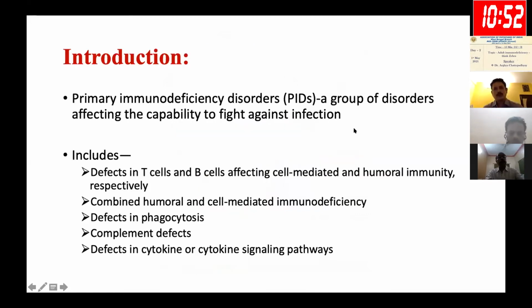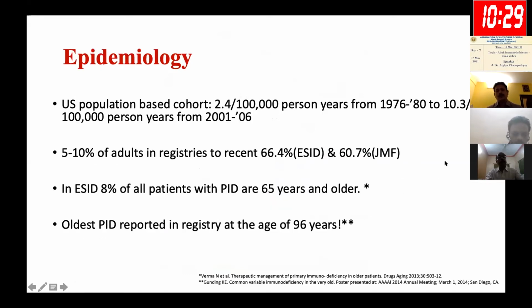So what is actually primary immune deficiency? It is a group of disorders affecting the capability to fight against infections. This includes defects in the T cell and B cell separately, or a combined T and B cell defect. It can be a defect in phagocytosis, complement defects, or defects in the cytokine and cytokine signaling pathways.